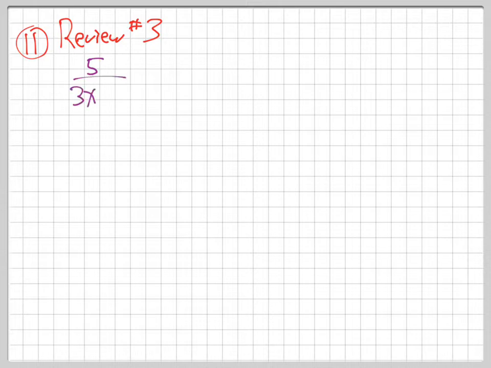Picking it up right here, number 11. This is review number 3. This is the second part of review number 3. And so our question is 5 over 3x minus 2 equals 2 over x plus 3.